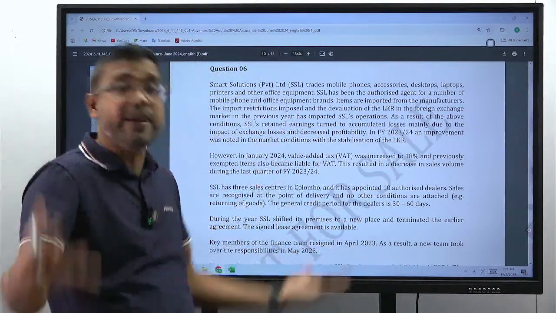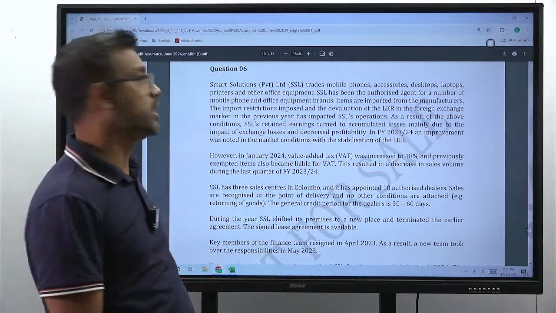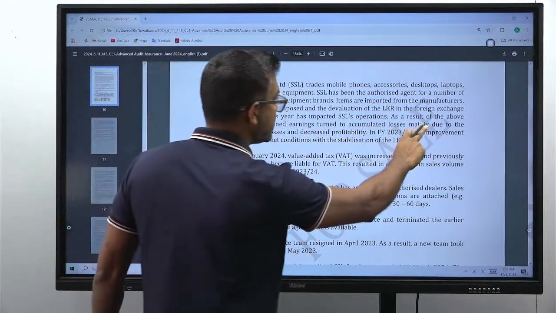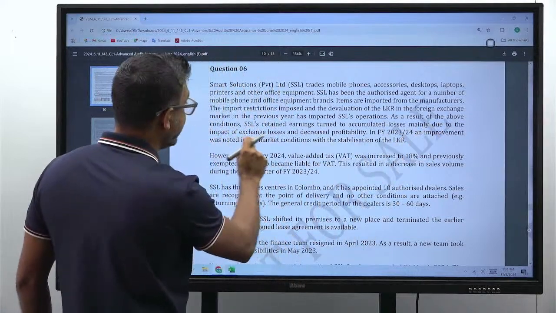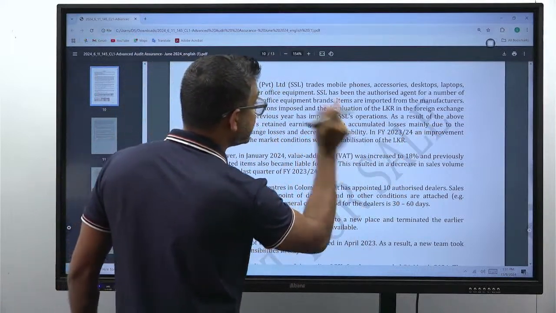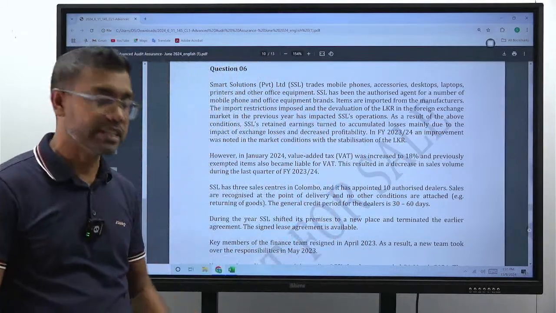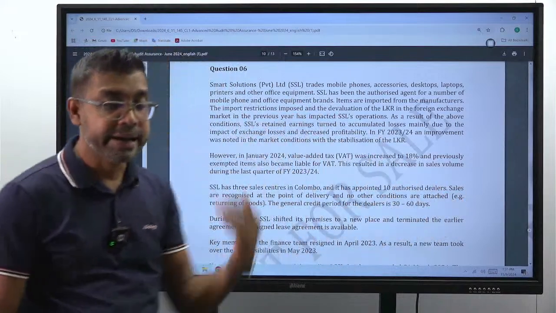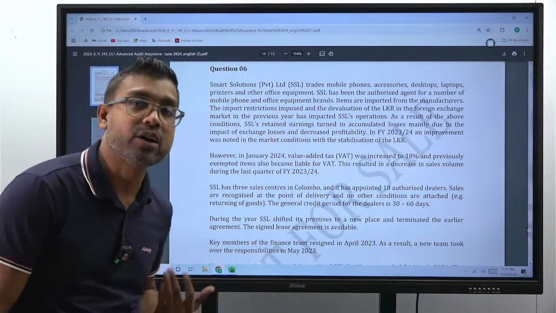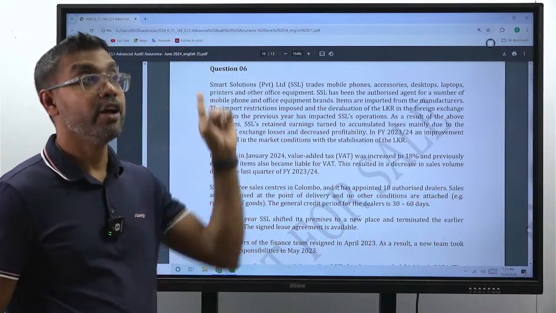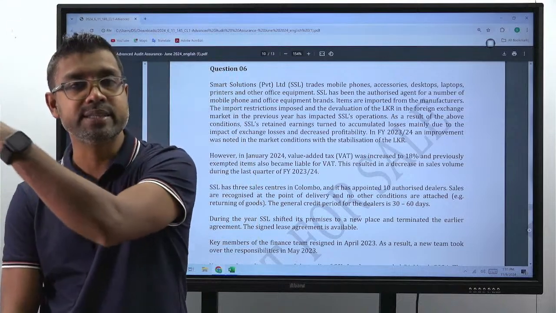Accumulated losses, another factor to justify going concern. Accumulated losses mainly due to the impact of exchange losses and decrease in profitability. Because of this rupee devaluation, we ended up with accumulated losses. Number one risk is what? Going concern risk. How do you assess?